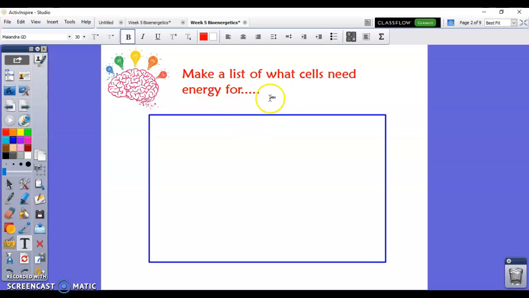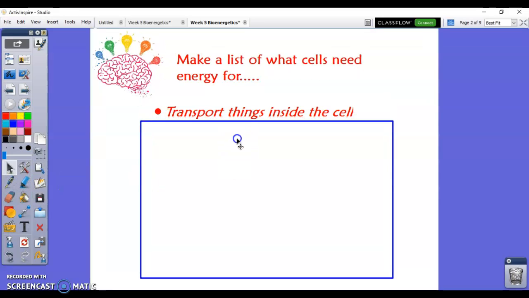So let's just try to brainstorm what cells are going to need energy for. So think about that for a few seconds. What would a cell need energy for? So I'm going to reveal a list of a few things.